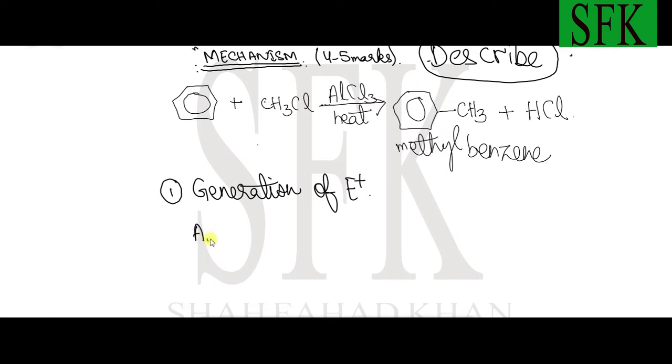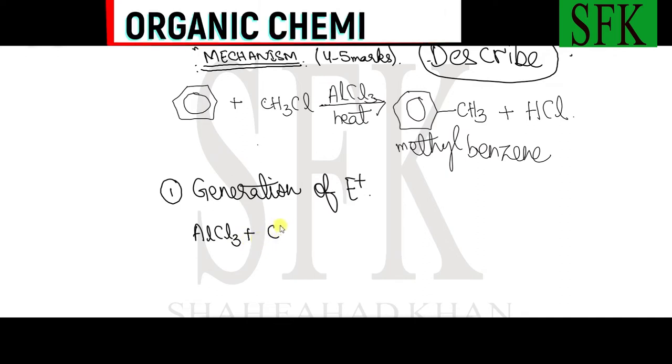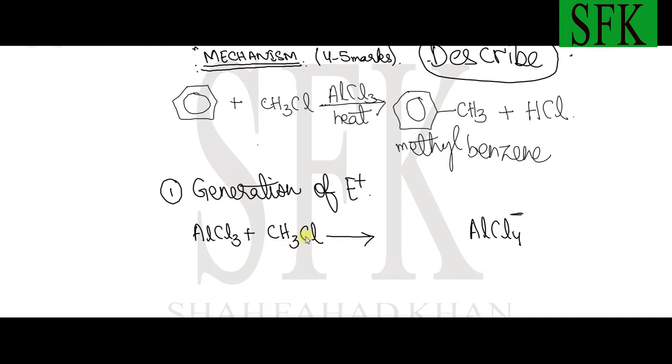Basically, the AlCl3 catalyst helps in the generation of the electrophile. It combines with the CH3Cl, the alkyl halide, forming AlCl4 negative. Basically, it removes the chlorine atom from the alkyl halide and forms the carbocation CH3 positive. This CH3 positive is our electrophile.